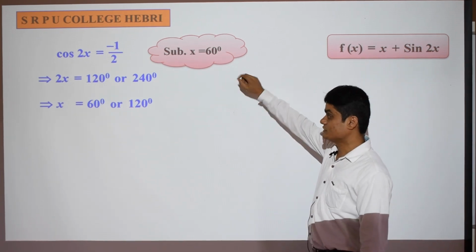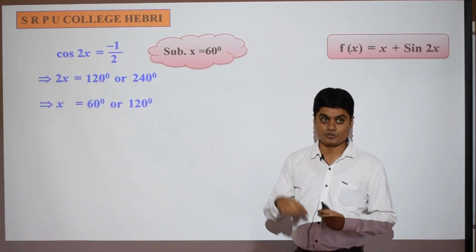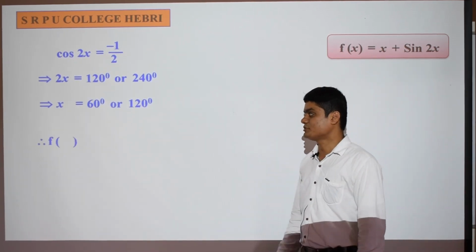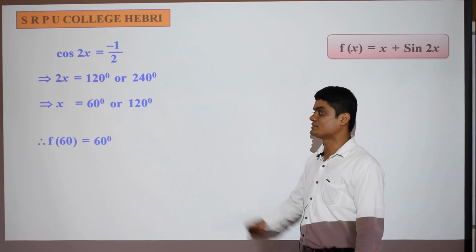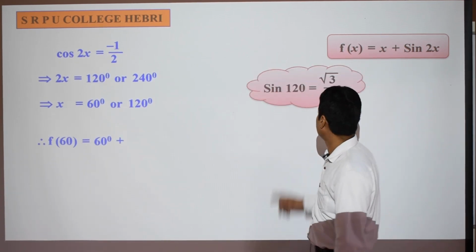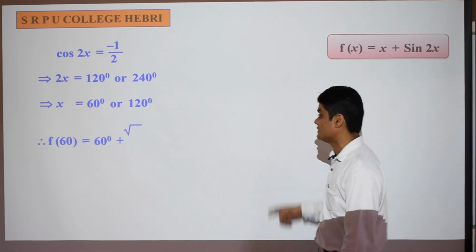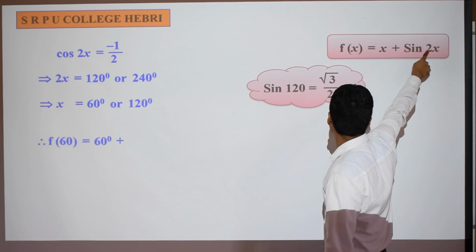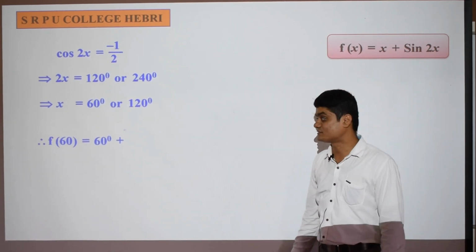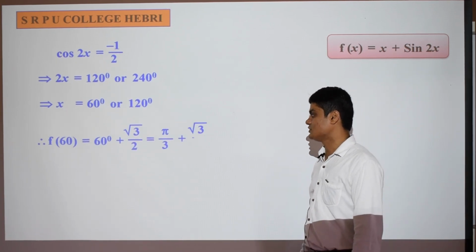So once you get the critical points, to find out absolute maximum, absolute minimum, you have to substitute these values in the function of x. So substitute x is equal to 60 in f of x, you will get f of 60, which is 60 degree plus sin 2x, that is 2 into 60, sin 120. Sin 120 is root 3 by 2. So it is pi by 3 plus root 3 by 2.